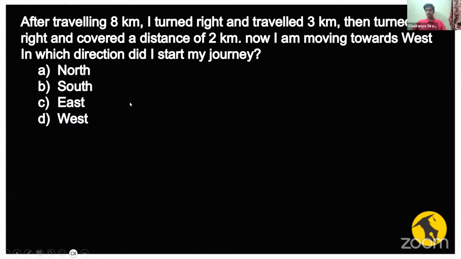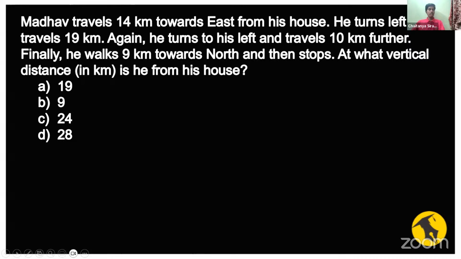Okay, let's solve the next question. Madhav travels 14 kilometers towards east from his house. Okay, let's say Madhav was here. He travels 14 kilometers towards east. Then he turns left, and travels 15 kilometers. Madhav started from here. He took 15 and then 19 this way. He again turns left. So now the left would be this side, which would be his left this way. And he travels 10 kilometers.